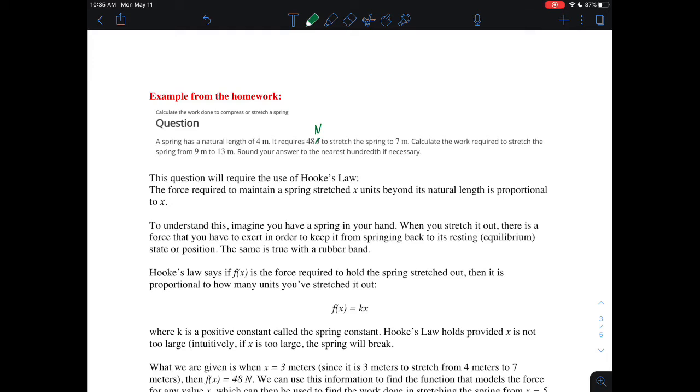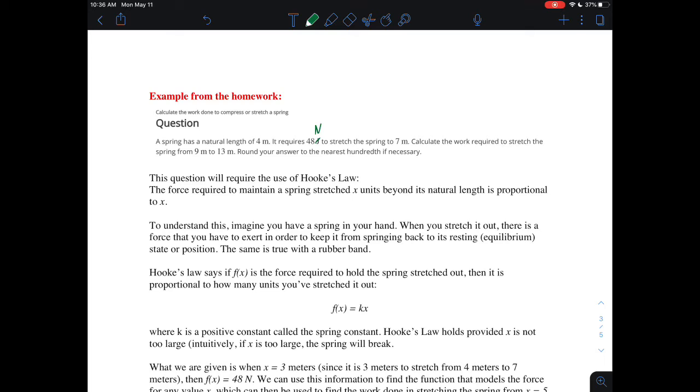So when it's just sitting in your hand, that means it's at rest. But now, if you were to stretch it, there is a force that you have to exert in order to keep it stretched and to keep it from springing back to its resting, or what's called equilibrium, state or position. If you're not familiar with a spring like a slinky, this works the exact same way with a rubber band. It's at rest if it's just sitting on a table. If you were to pick it up and stretch it and then let go, it would go back to equilibrium. So the force that your hand exerts to keep it stretched, that's this concept of Hooke's law.